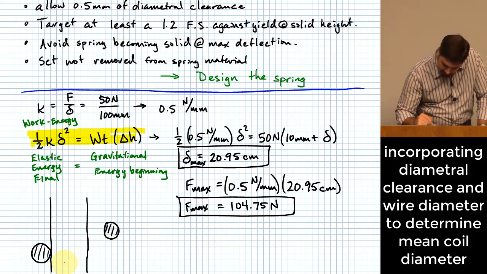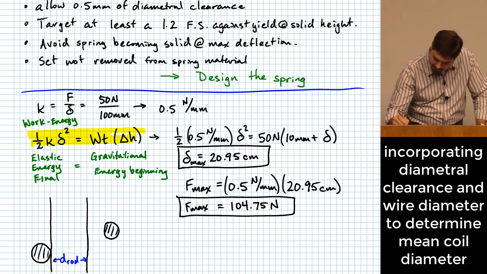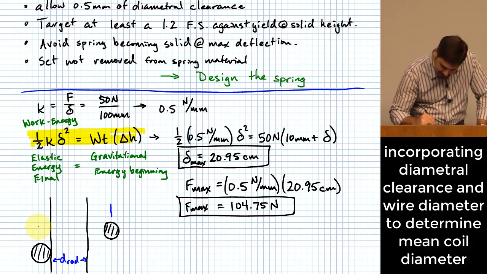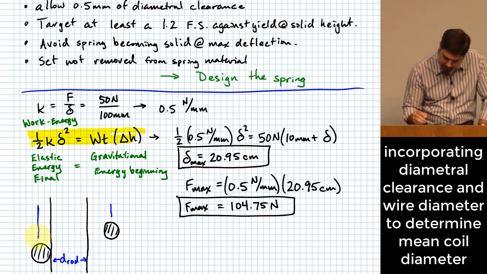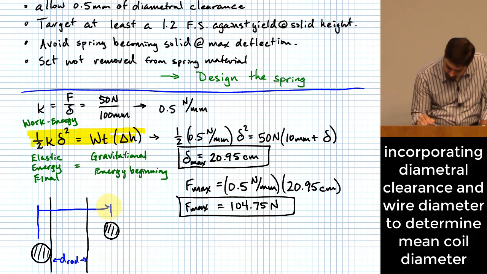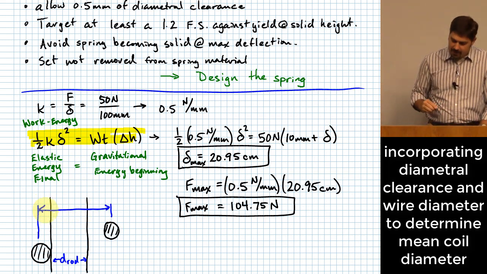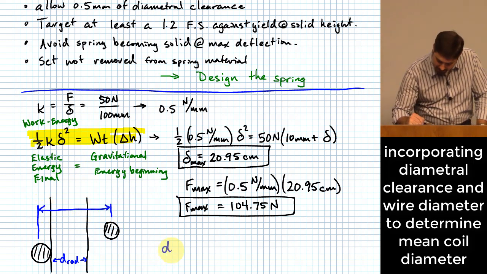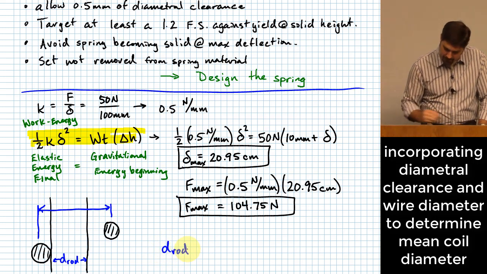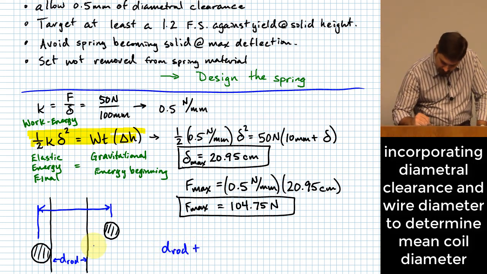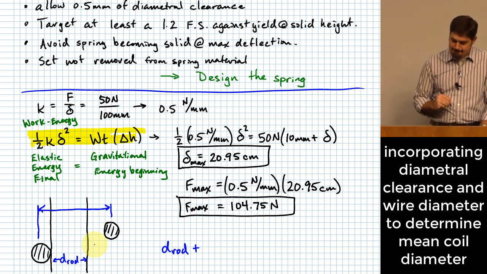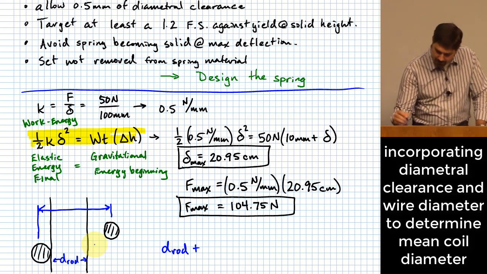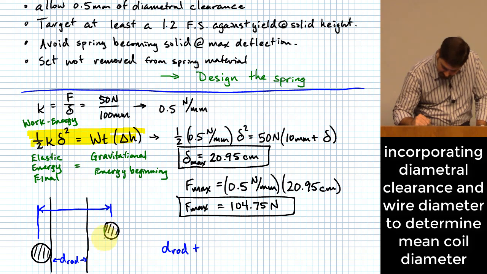If we have the diameter of the rod right here, then that means that the mean coil diameter, which is usually the number that we're really interested in, right, has to be equal to the diameter of the rod plus what? Okay, this little piece right here is the diametral clearance. All right.